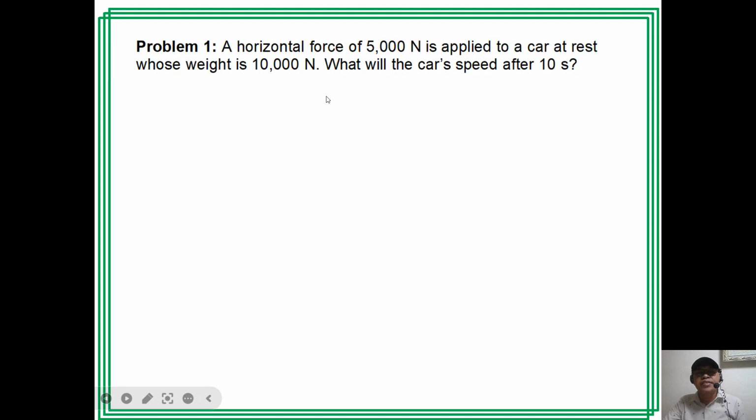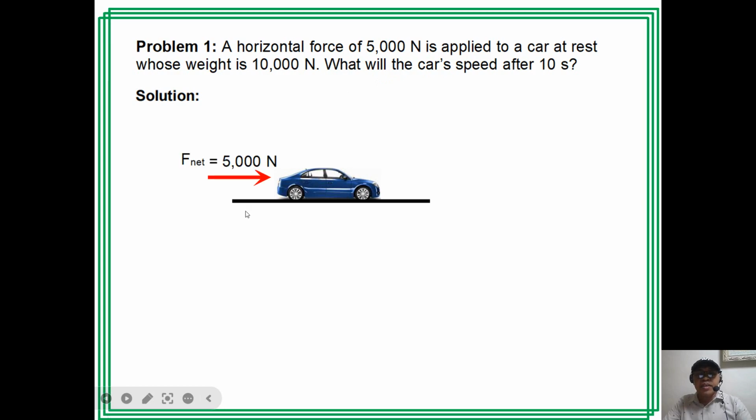Problem number 1: a horizontal force of 5,000 Newtons is applied to a car at rest whose weight is 10,000 Newtons. What will be the car's speed after 10 seconds? At first, we will analyze the forces acting on the car. So this is the car. We have the weight of 10,000 Newtons, and an applied force of 5,000 Newtons.